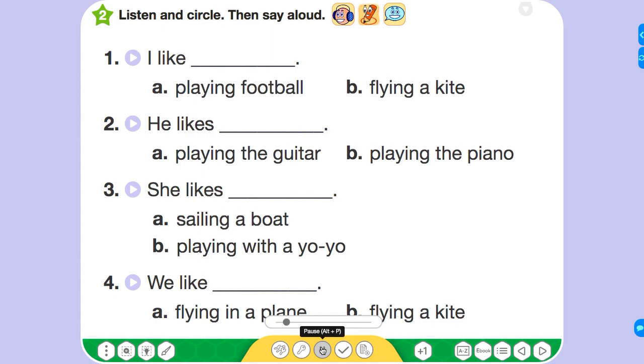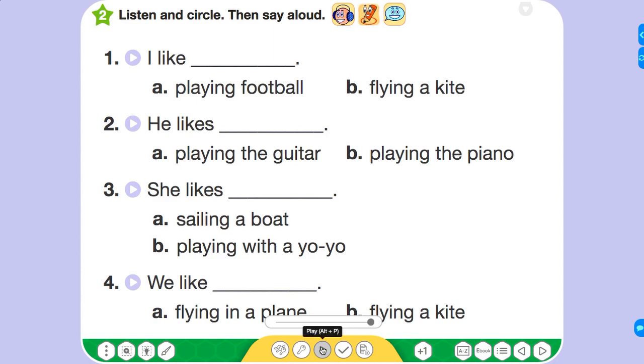1. I like flying a kite. 2. He likes playing the guitar. 3. She likes playing with a yo-yo. 4. We like flying in a plane. Listen again. 1. I like flying a kite. 2. He likes playing the guitar. 3. She likes playing with a yo-yo. 4. We like flying in a plane.